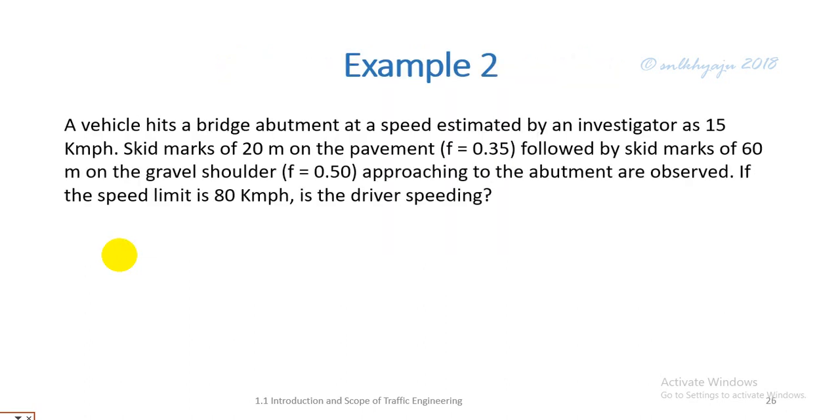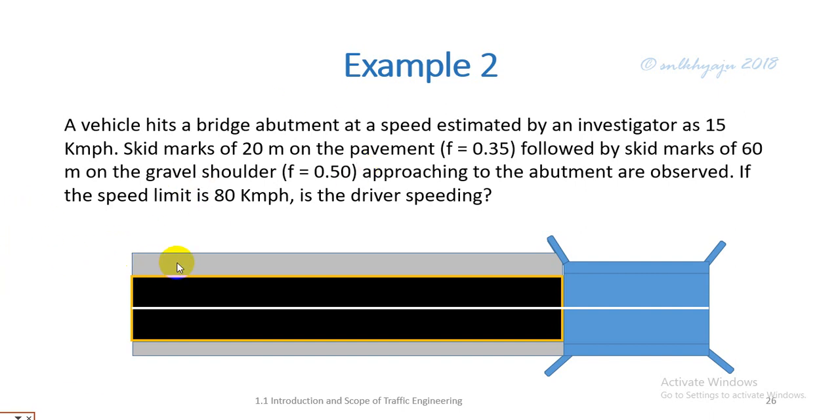Example 2. A vehicle hits a bridge abutment at a speed estimated by an investigator as 15 km/h. A skid mark of 20 meter on the pavement, with coefficient of friction equal to 0.35, followed by a skid mark of 60 meter on a gravel shoulder, with coefficient of friction taken as 0.5, approaching the abutment are observed. If the speed limit is 80 km/h, is the driver overspeeding?